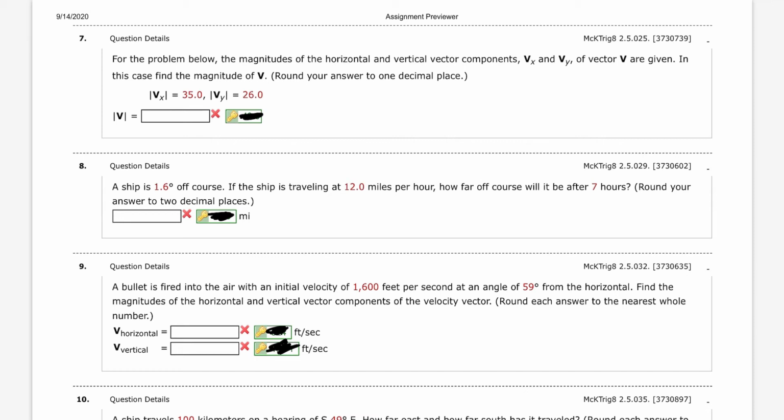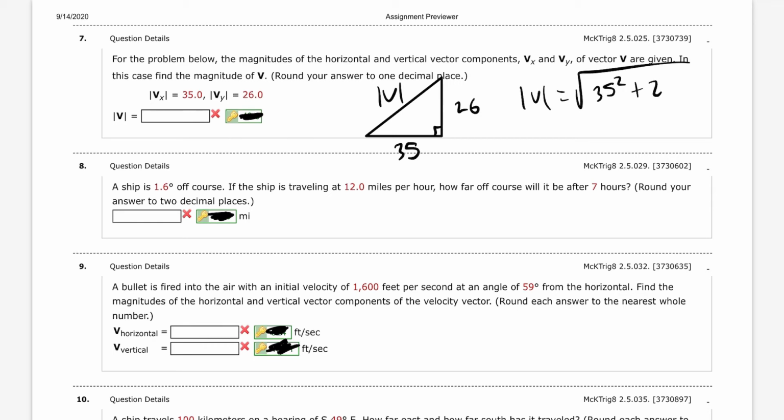So for this one, if they give you the horizontal and the vertical components, you can draw a right triangle and use the Pythagorean Theorem. So the horizontal component is 35, the vertical is 26, and we're looking for the hypotenuse. So that would just be the square root of 35 squared plus 26 squared, which is 43.6. They want one decimal place. 43.6 it is. And there it is.